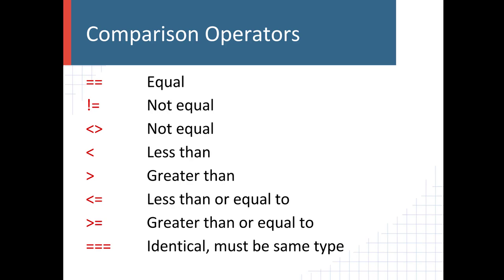And then the triple equals, where it must identify whether or not two items are the same value and type. If you have the number 5 as a character in a string and you use the triple equals to compare it against an integer type, they will not be the same. This will then be false. But if you have a number 5 and you compare it to a number 5, it will be true.